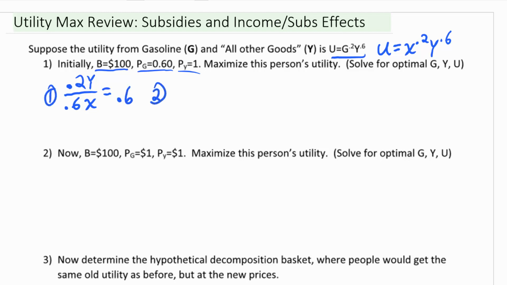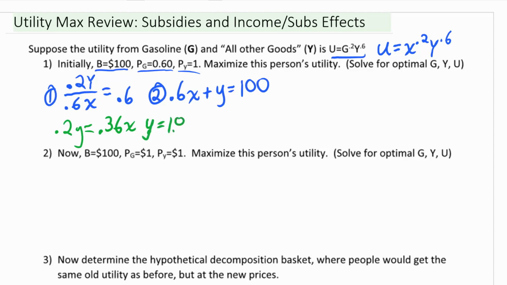Second equation is just the budget line. 0.6x plus 1y equals $100. So let's solve this first equation and substitute it into the second equation. Let's solve this first equation for y. Multiply both sides by 0.6, we get 0.2y equals 0.6 times 0.6, which is 0.36x. Divide both sides by 0.2 and I get 1.8. So we get y equals 1.8x. I'm going to use that equation twice.